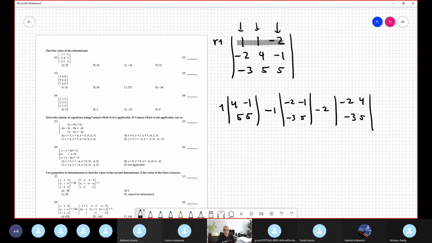Okay, the minor when you delete the row 1 and column 3, this guy. Makes sense so far? Makes sense so far or no? Yes. Now, the rest is easy.